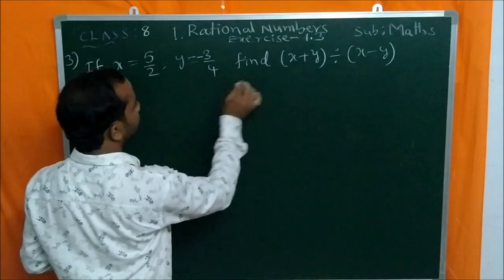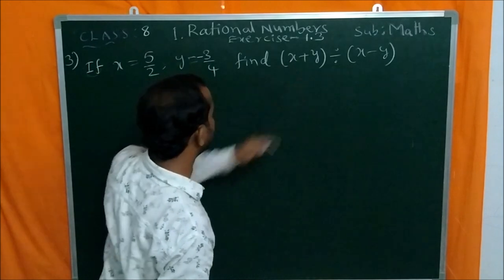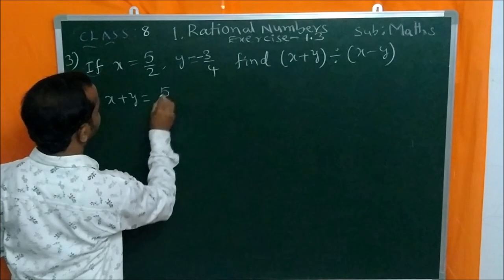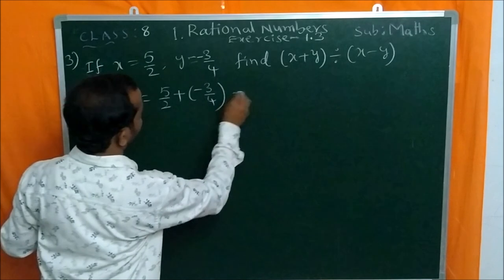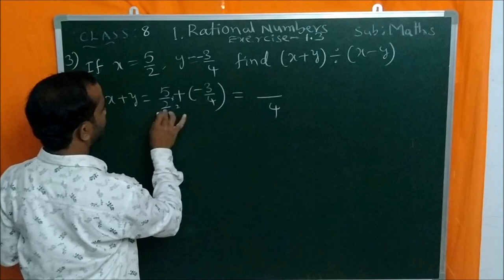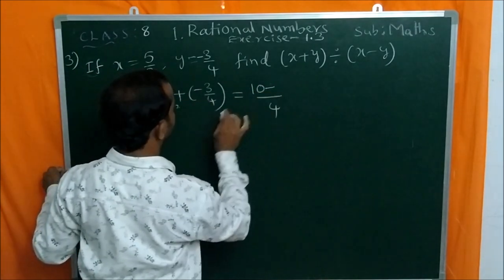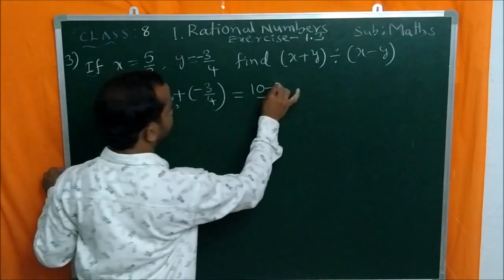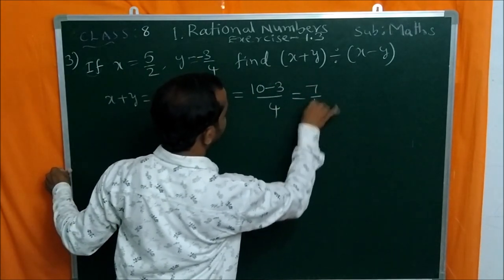Next, third problem: if x equals 5 by 2 and y equals -3 by 4, find x plus y divided by x minus y. First of all, we find the x plus y value. Here x is 5 by 2 plus y, which is -3 by 4. So the LCM is 4. 2 2s are 4, 2 5s are 10, plus into minus gives minus. Here the LCM and denominator are the same, so we take it as it is, 3. So 10 minus 3 equals 7 by 4.